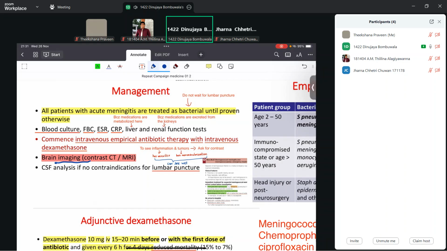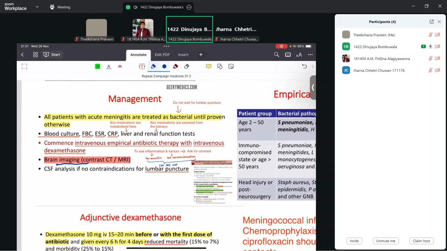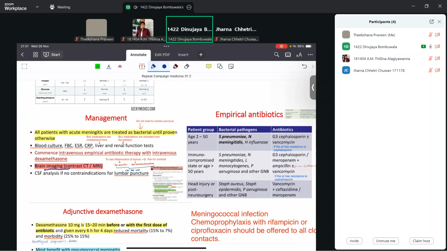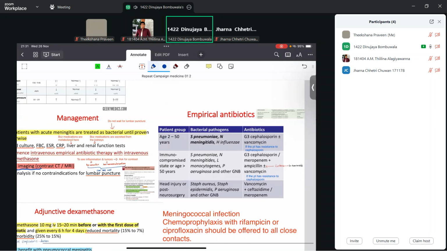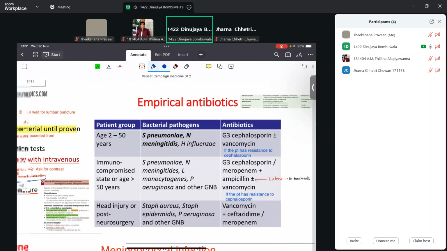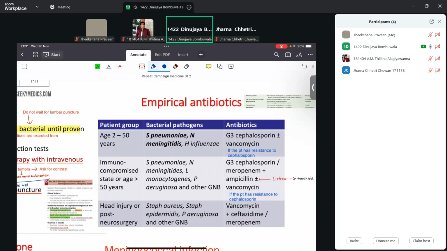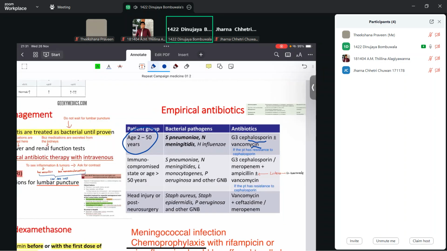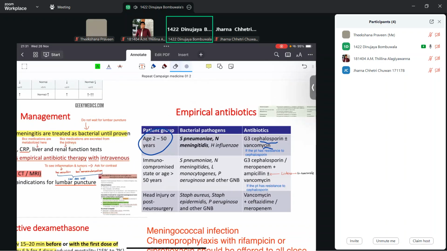Then the antibiotics. You should know these things: for any type of meningitis, what we are giving is a cephalosporin, like ceftriaxone or cefotaxime, with or without vancomycin. So if you know that, it is enough. I also can't think of anything else.